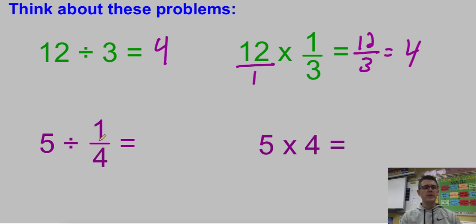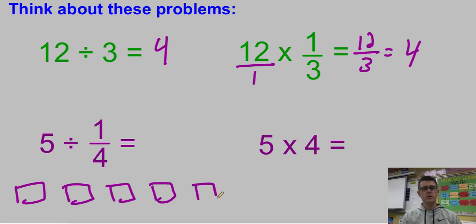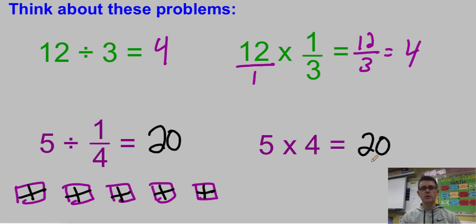So here, think of 5 divided by 1/4. So think of as we had 5 candy bars, and we wanted to chop them all up into fourths. Okay, that's what's really happening here if I did 5 divided by 1/4. I'm breaking up into 1/4 size pieces, and I would get 20 total pieces. Well, if I just did 5 times 4, I would also get 20.